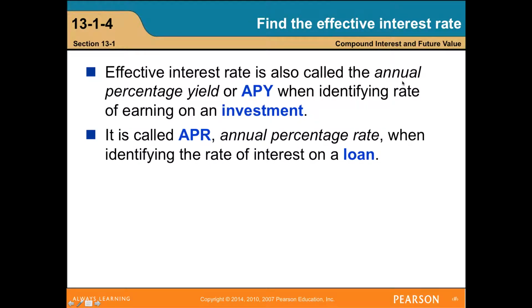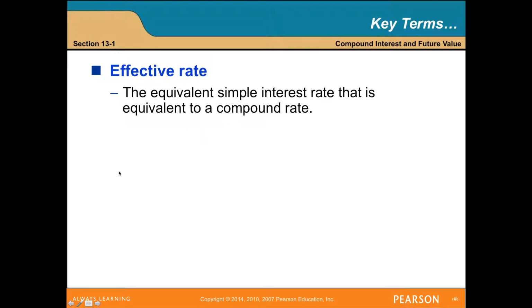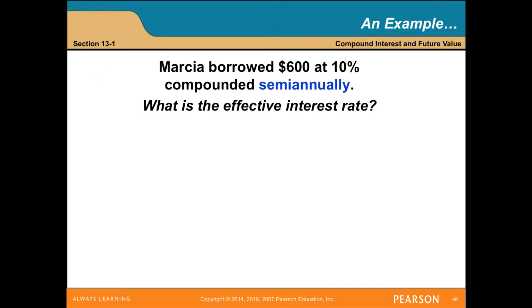Effective interest rate is also called the annual percentage yield, or APY, when identifying the rate of earning on an investment. It is called APR, annual percentage rate, when identifying the rate of interest on a loan. The effective rate is the simple interest rate that is equivalent to a compound rate.